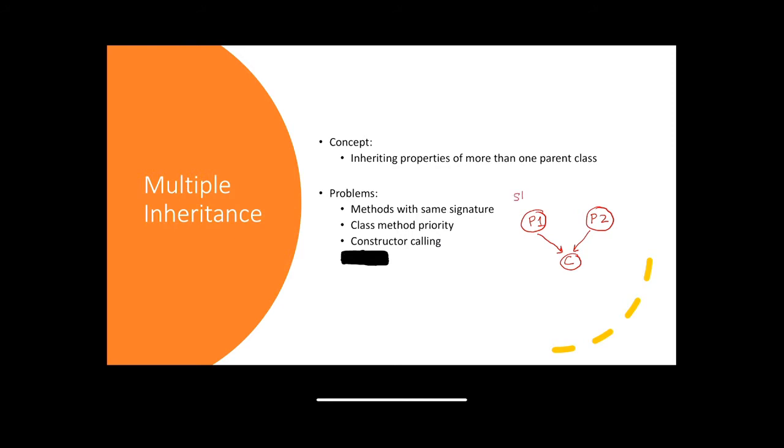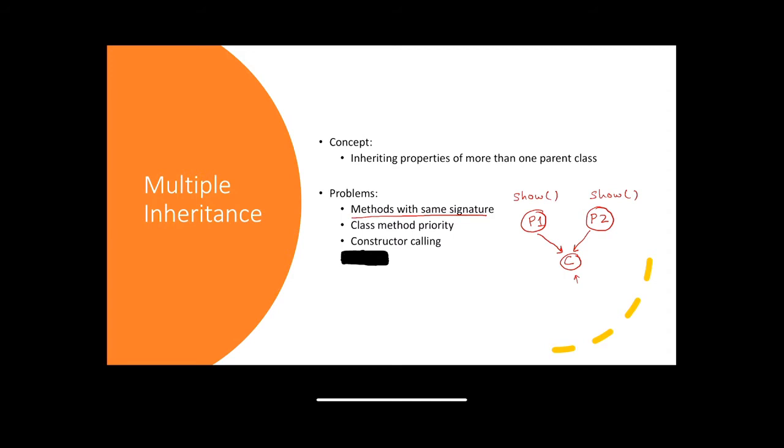Let's suppose I'm having some show method in my P1 class and some show method in my P2 class. Now when the C is trying to call this show method using its object, it gets an error: which show method do you want to call? So this is the problem where the methods have the same signatures and my compiler is confused as to which show function has to be displayed.